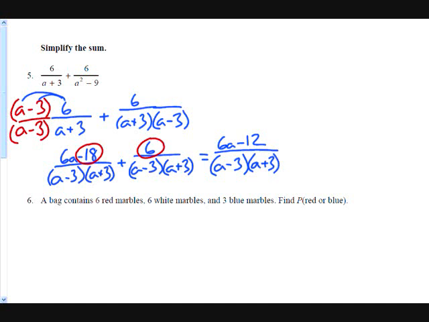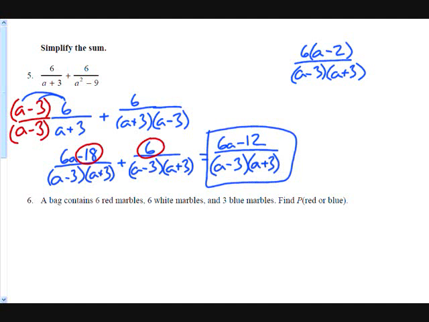And the last thing I can check for here is to see if this factors any further for me to cancel out. I can factor a 6 out of the numerator, which will leave me with an a minus 2. But as you can see, that doesn't help us at all because nothing cancels out. So this is just going to be my final answer. I can just leave it like that. And that's it.